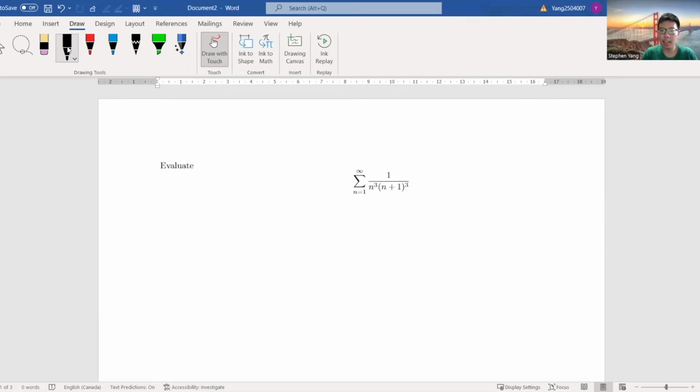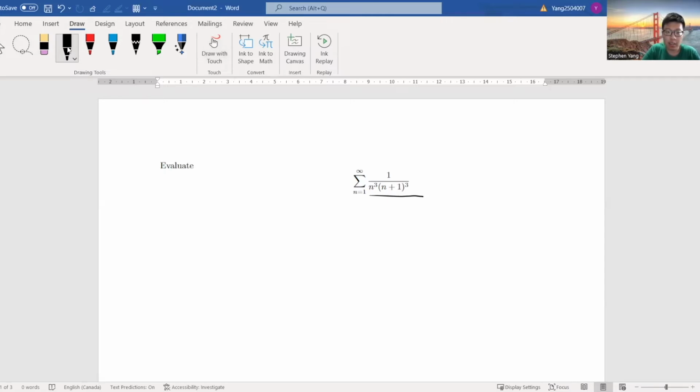Today we're going to look at the last question on Yang Math League round 87. The question is, compute the sum from n equal to 1 to infinity of 1 over n cubed times (n plus 1) cubed. This is a very standard telescoping question, and let's see what we can do with the term that we're adding up.